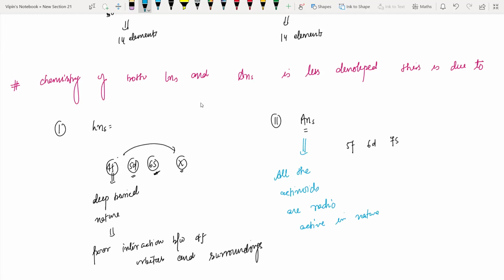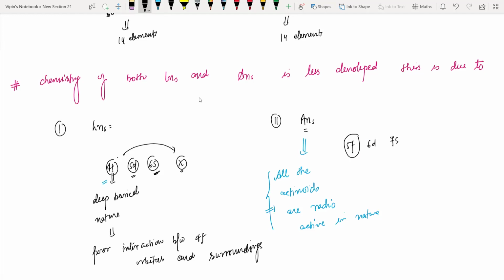Therefore, the compounds formed by the actinoids will be less stable, right? And hence, the data or spectra obtainable from these complexes are less as compared to those of d block complexes. So why is the chemistry of lanthanoids and actinoids less developed? In case of lanthanoids, we can say this is due to deep buried nature. In case of actinoids, all the actinoids are radioactive in nature. All the lanthanoids are not radioactive in nature, right? Here you cannot apply the concept of deep buried nature because the 5f orbital has more expansion as compared to that of the 4f orbital, because of the more principal quantum number.